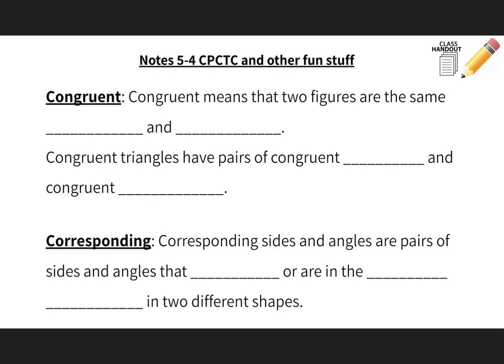CPCTC stands for corresponding parts of congruent triangles are congruent. So the definition of congruent: congruent means that two figures are the same shape and the same size. So everything about the two triangles is exactly the same. Congruent triangles have pairs of congruent angles and congruent sides. Corresponding sides and angles are pairs of sides and angles that match. In other words, they're in the same position in two different shapes. So when we have congruent triangles, we can match up corresponding parts.